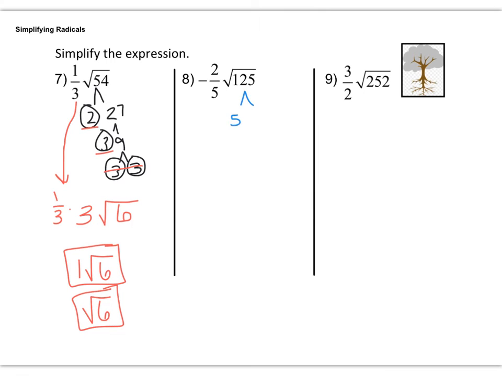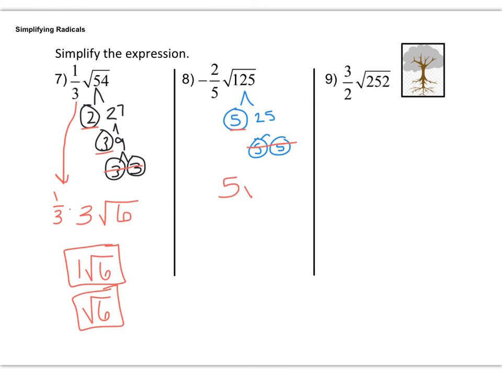All right, number 8, 125. Let's see, that's 5 and, oops, sorry about that. That would be 5 and 25. All right, 5 is prime, and then that becomes 5 and 5. So looking for my pairs, I have a pair of 5s that come out.